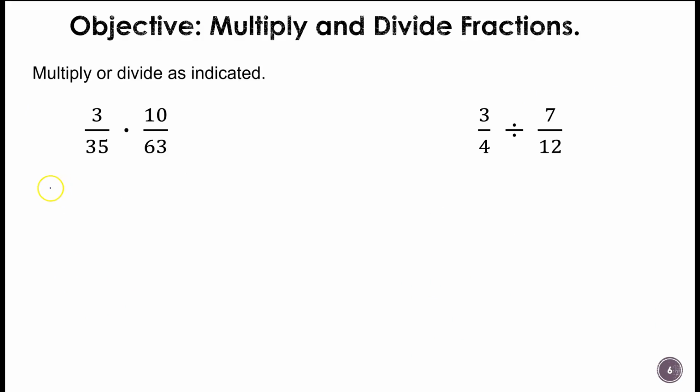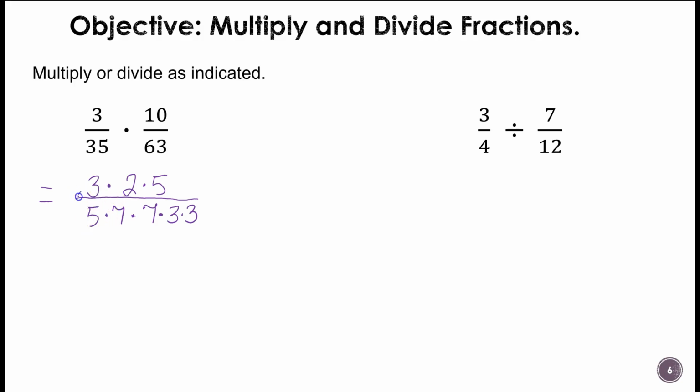Alright, so on this one I'm just going to simply factor everything that I can and write this as one fraction. So the 3 stays. I'm going to factor 10 as 2 times 5. 35 is 5 times 7. 63 is 7 times 9. And then I'm going to go ahead and factor 9 as 3 times 3. Now, you may not be able to do that quite so quickly, but I factored the numerator and the denominator into primes so I could find what was in common.